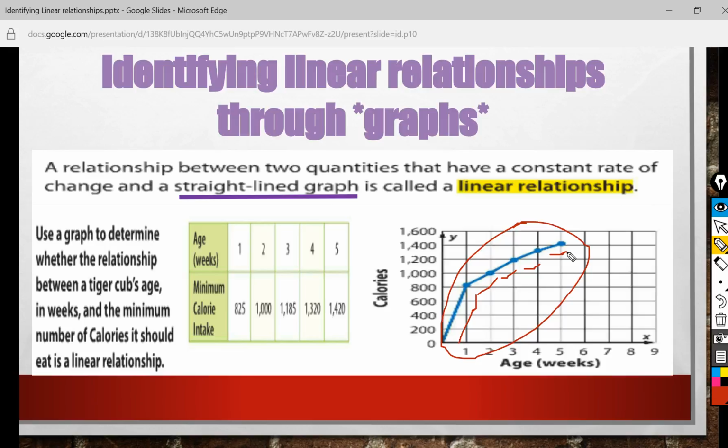But we wouldn't even have to look at the graph because we have a table right here. So you could also do it from the form of a table. There are multiple ways you can look at this, and this is the same throughout this whole unit. There's always multiple ways to figure out these problems. You just have to find which one's easiest for you.